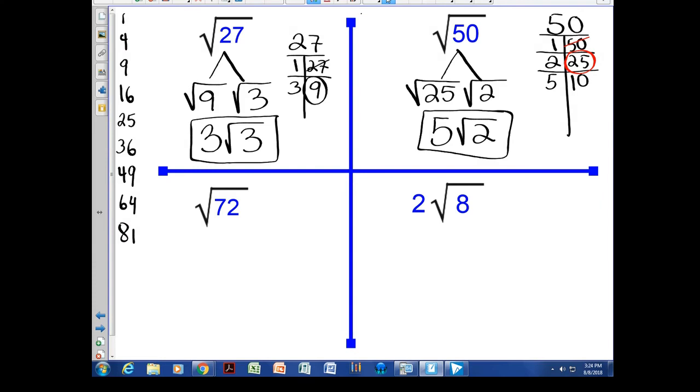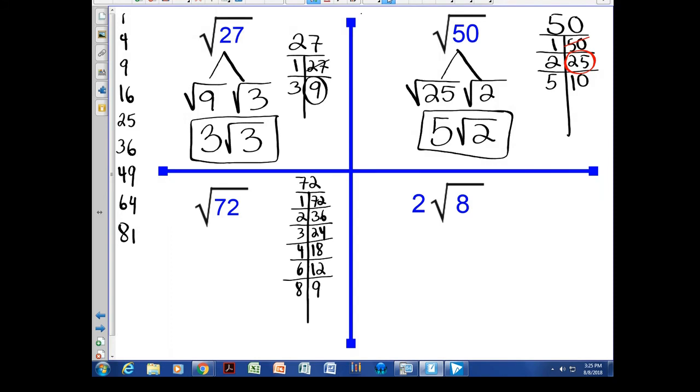Now, this next problem, 72, you might have noticed has a lot of factors. So it's a good one to practice. So I'm going to put 72 up here, and I'm going to go all the way down. 1 times 72, 2 times 36, 3 times 24, 4 times 18, 5 doesn't go in, but 6 goes in 12 times, 7 no, but 8 times 9.